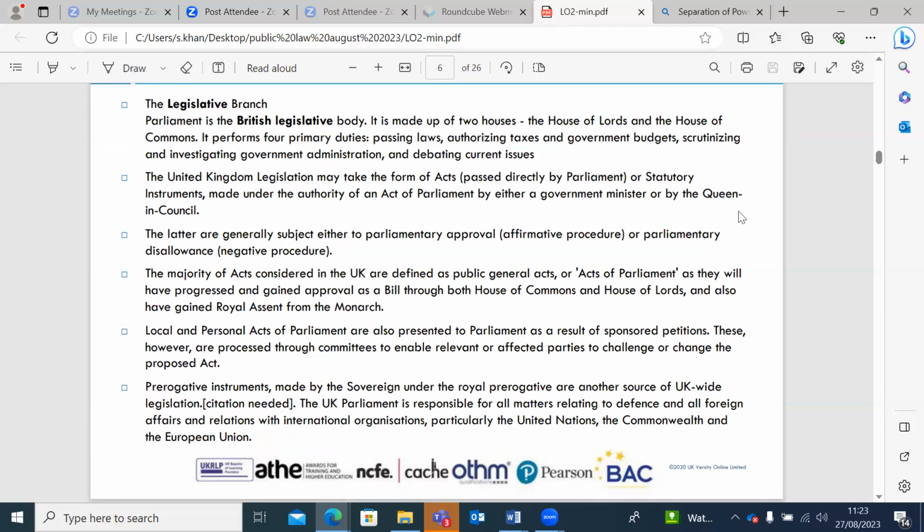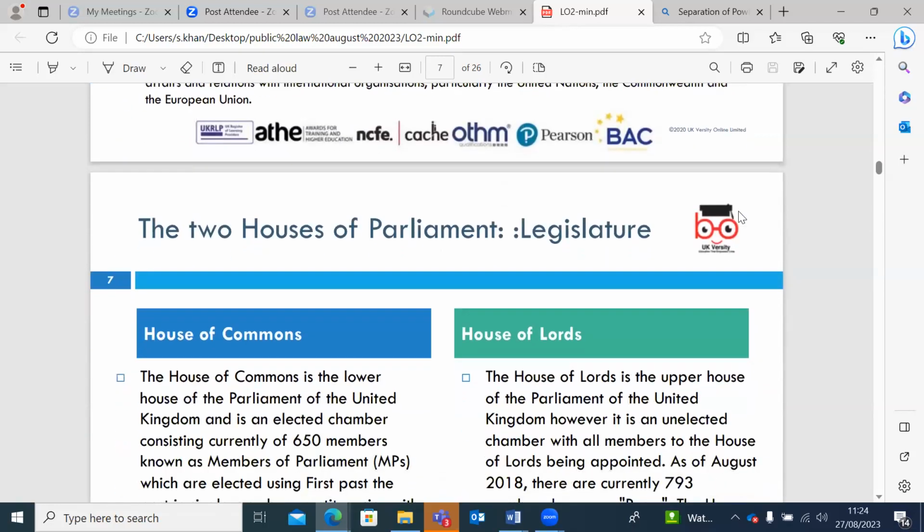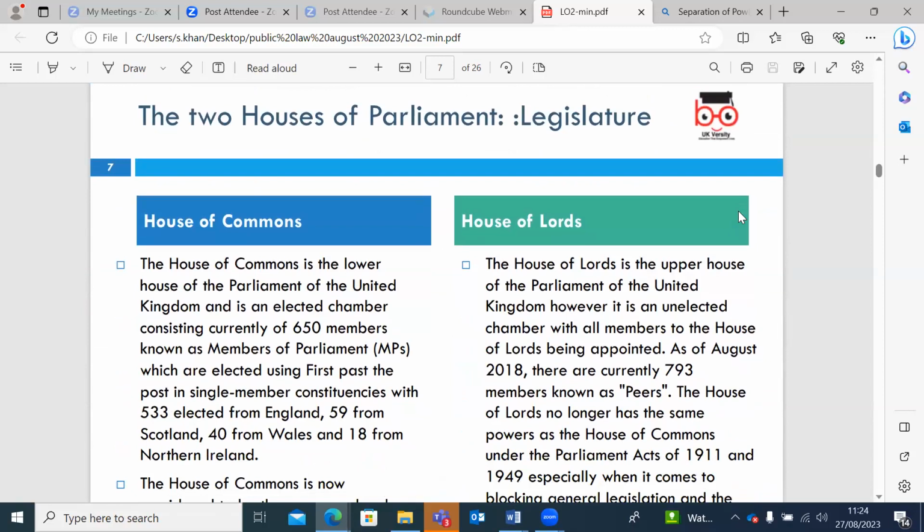Prerogative instruments made by the sovereign under the royal prerogative are another source of UK-wide legislation. The UK Parliament is responsible for all matters relating to defence and all foreign affairs and relations with international organisations, particularly the United Nations, the Commonwealth, and the European Union. The two houses of Parliament legislature.